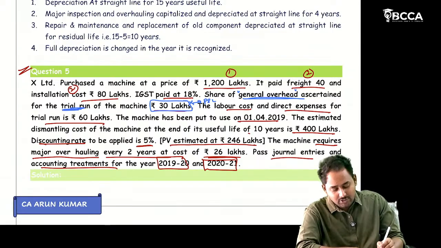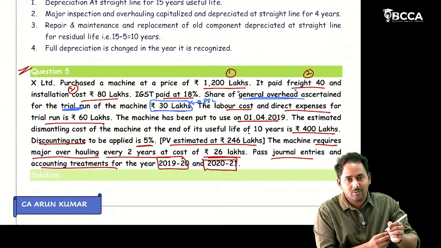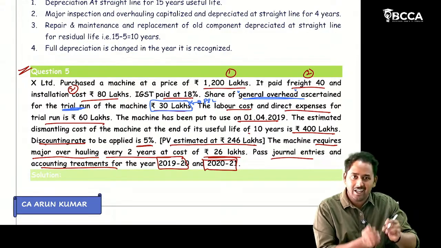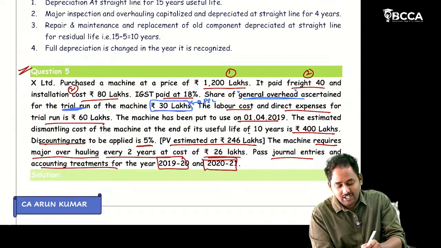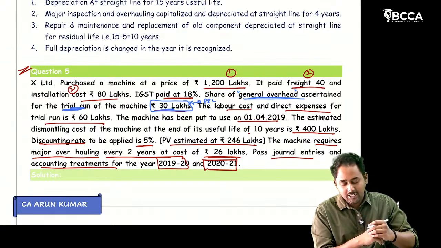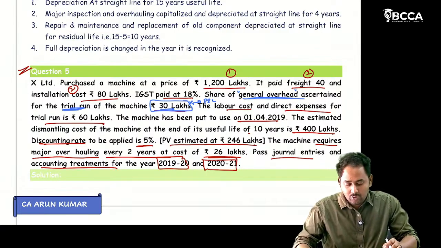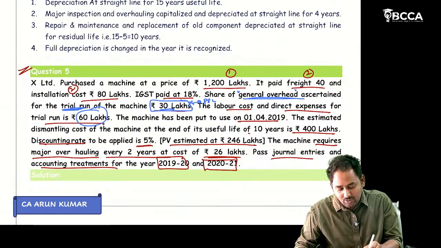Then the labor cost and direct expenses for the trial run is 60. So with respect to the trial run, the labor cost and direct expenses can be included. Say trial run direct expenses. And this 30 lakhs is trial run indirect expenses. We should not include indirect expenses in the cost of the asset. Now tell me, what is the total cost? 1200 lakhs plus 40 plus 80 plus 60. Ignore 30 lakhs.